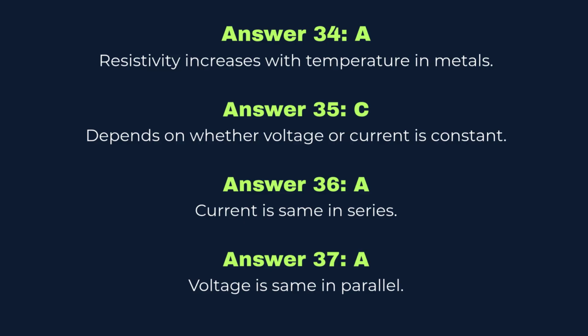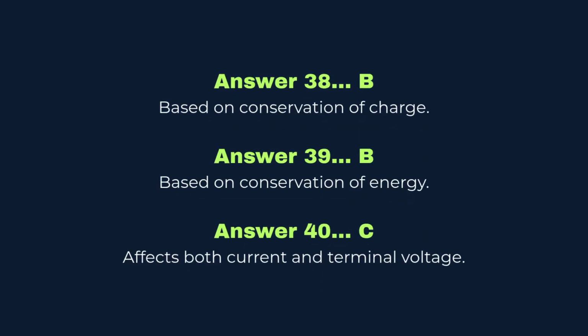Answer 35. C. Depends on whether voltage or current is constant. Answer 36. A. Current is same in series. Answer 37. A. Voltage is same in parallel. Answer 38. B. Based on conservation of charge. Answer 39. B. Based on conservation of energy.